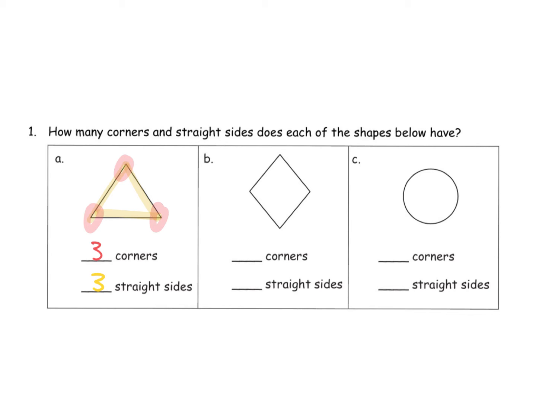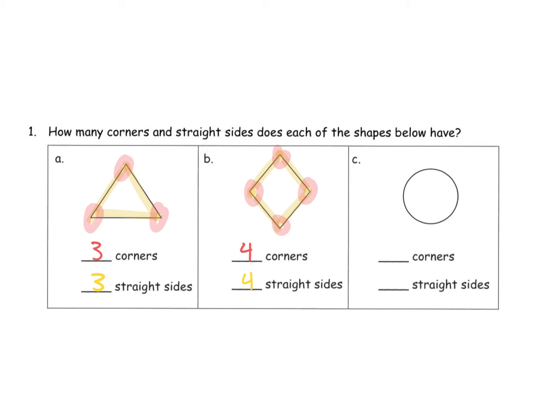Next we have our diamond. So how many straight sides does our diamond have? 1, 2, 3, 4. So we have 4 straight sides. And again, when our straight sides come together, they create corners. So we have 1, 2, 3, 4 corners. So we can write that we have 4 corners.